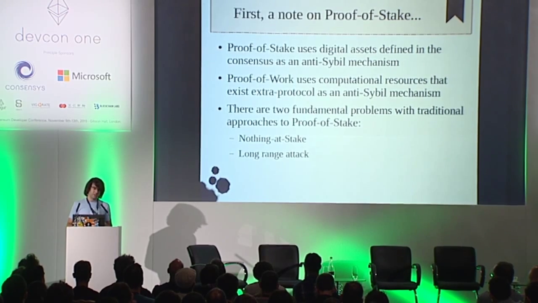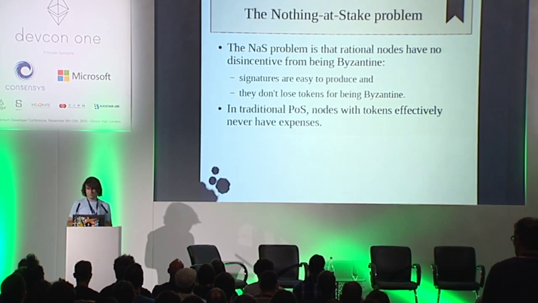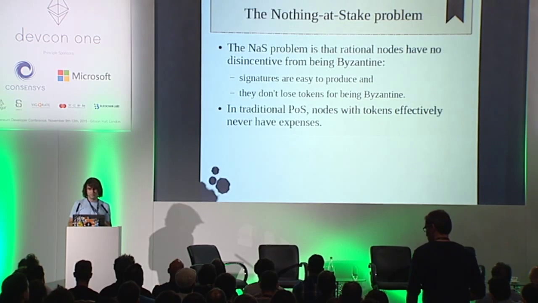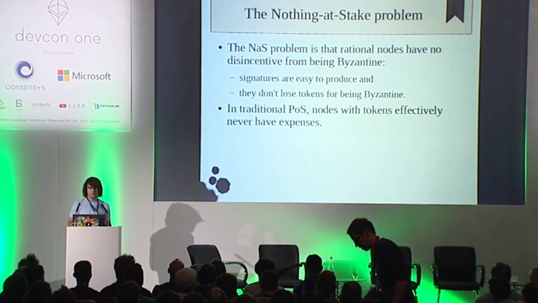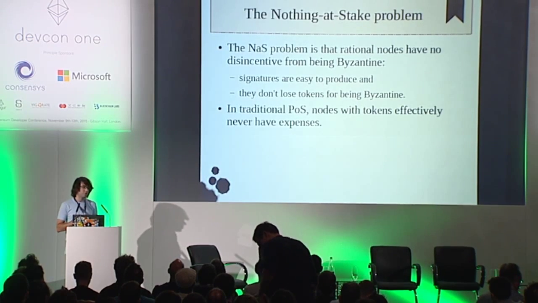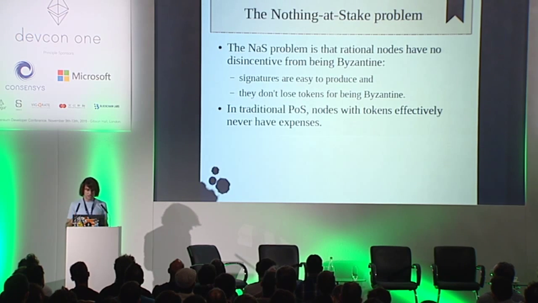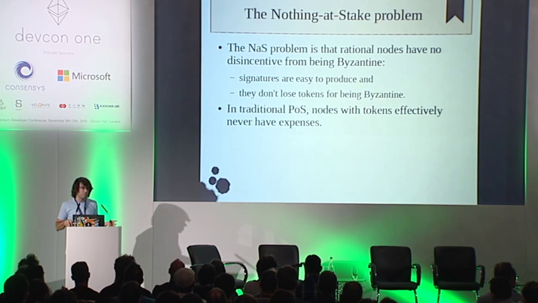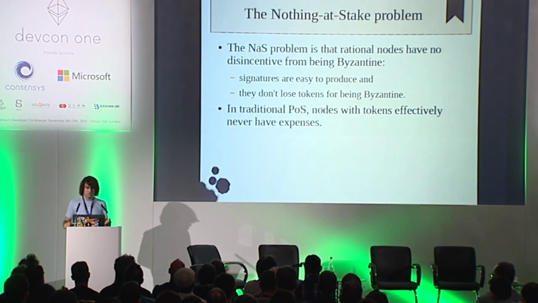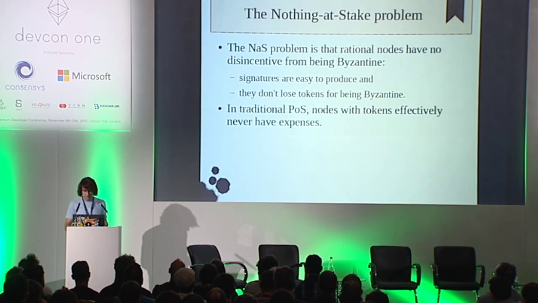But basically, there are traditionally said to be two fundamental problems with proof of stake: the nothing at stake problem and the long-range attack problem. The nothing at stake problem is that in traditional proof of stake protocols like Peercoin, etc., nodes don't have any disincentive from being Byzantine. Signatures are easy to produce, and they don't lose tokens for being Byzantine, and so they have an incentive to sign on both chains, and they basically have no expenses, and so any profit they can make from undermining the consensus protocol's guarantees is something that they will do in a worst case analysis because they don't have any disincentives, and they'll basically do it for free.